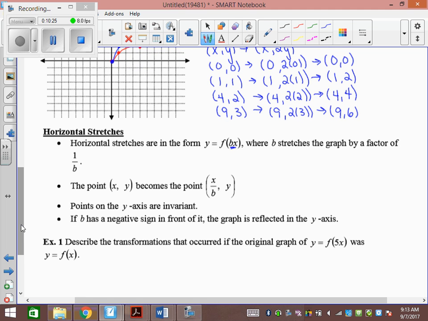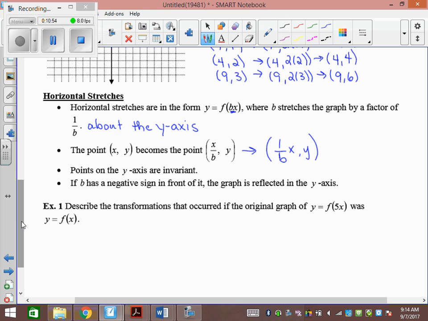So this would be: b stretches the graph by a factor of 1/b about the y-axis, because it's always about the opposite axis. So my point (x, y) becomes (x/b, y), or a lot of people like it better as (1/b x, y). You're just multiplying by the reciprocal.